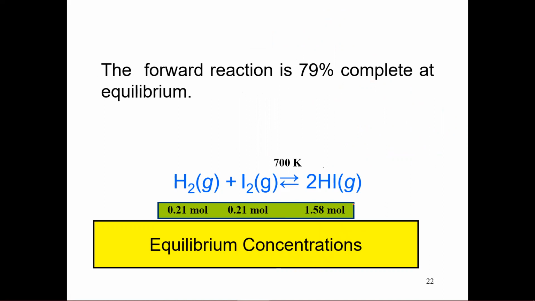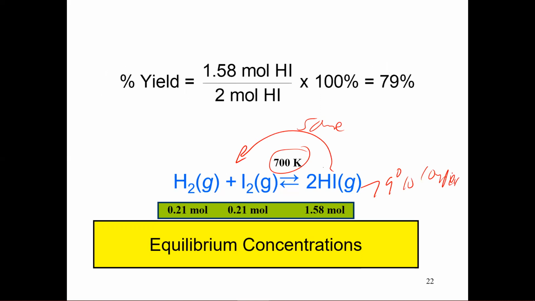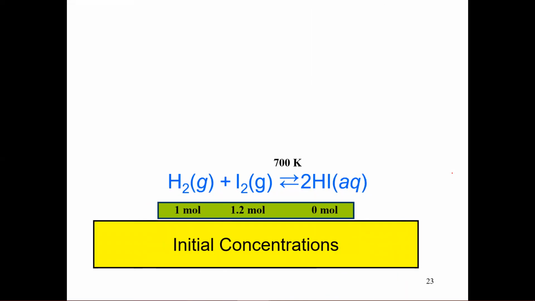The forward reaction is 79% complete at equilibrium. So at 700 K, this will have some that go back in that direction. Some will go back there, but it's 79% complete over here. The yield will be 1.58 moles of HI divided by 2, which is a 79% reaction there.